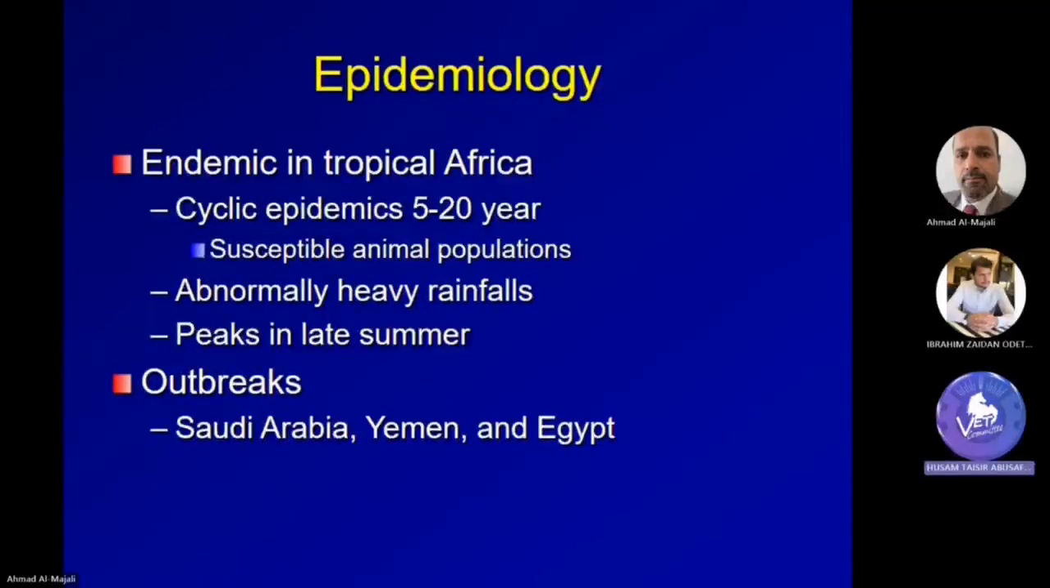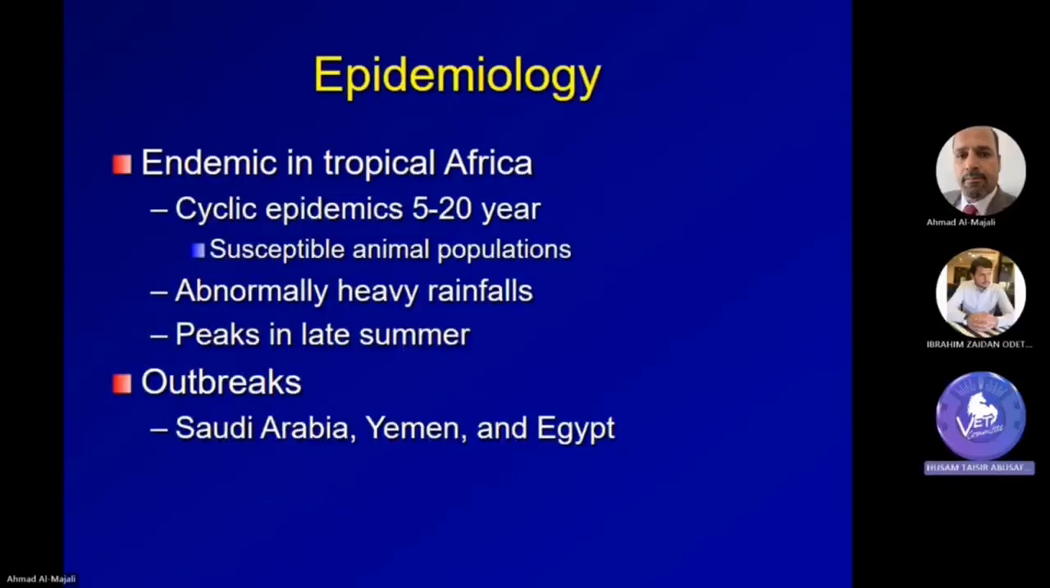And we see it in a cycling mode. The scientists that studied this disease found that there is some kind of epidemiological cycle. If the disease happened in a geographical area, it usually happens again in a cycle of 5 to 20 years.